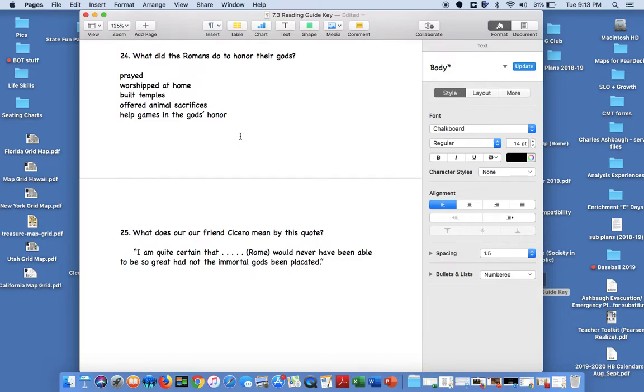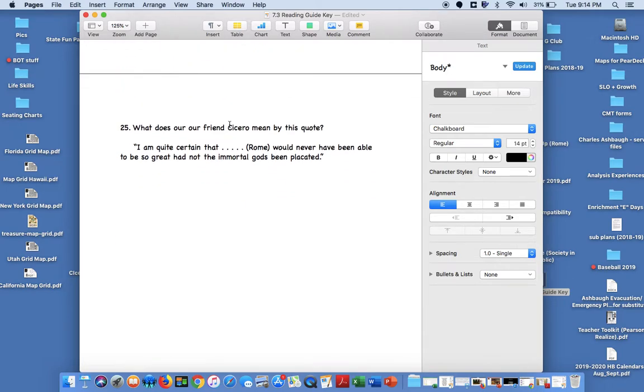What did they do to honor their gods? They prayed, worshipped in home, built temples, animal sacrifices, and held games. That should say held, not help. As you notice, it's the first time I'm making all these documents because of the new textbook. And many of these games not only would be athletic events, but also they'd be gladiatorial games in which human beings would kill each other for the entertainment of other human beings. More to come on that.